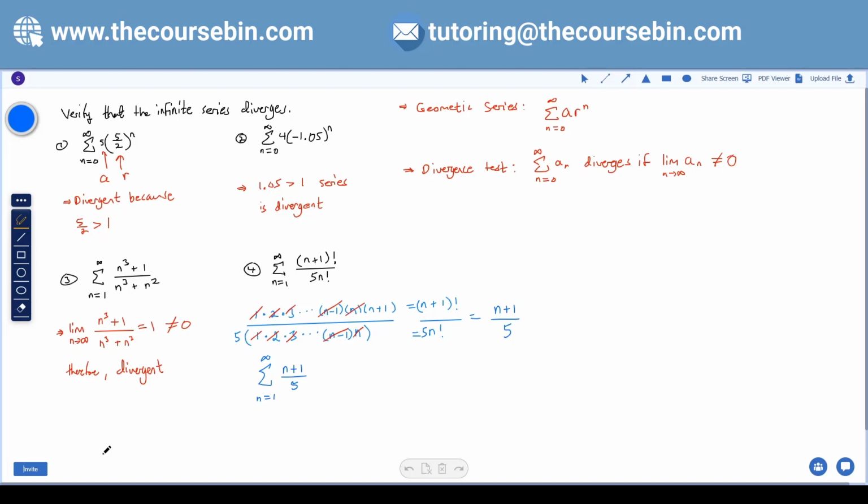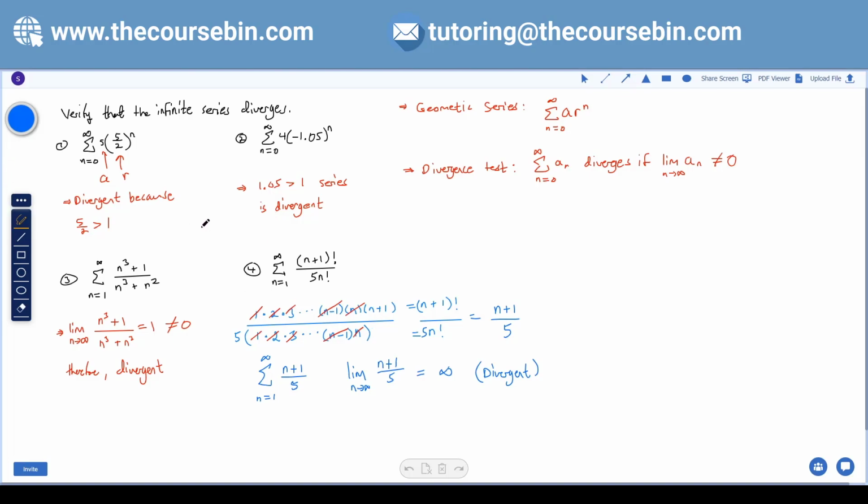Yeah. So that makes sense because if you took this and took the limit as n goes to infinity, well, this is just going to go to infinity. So clearly, this diverges. Okay. Good.